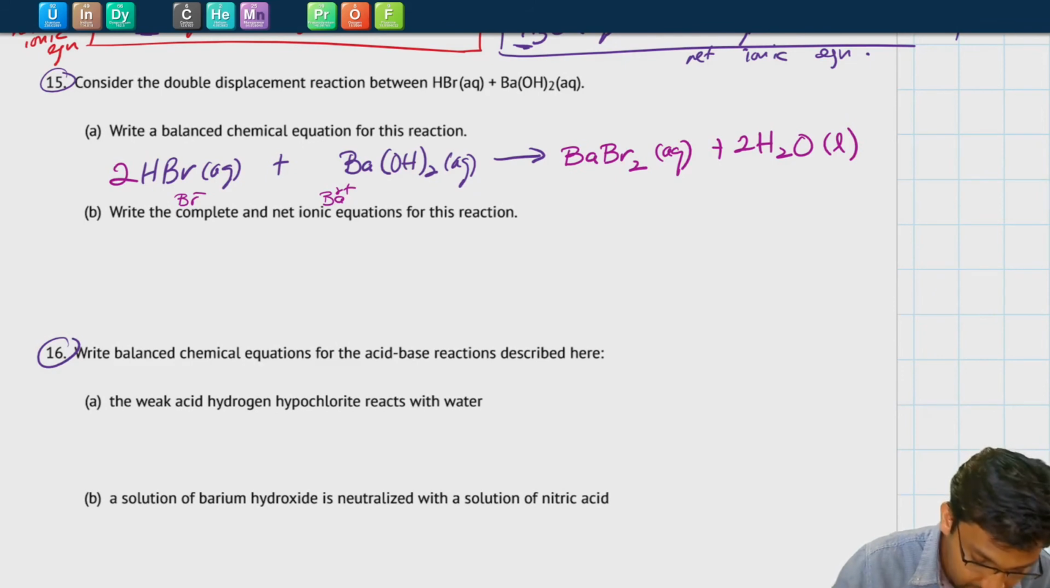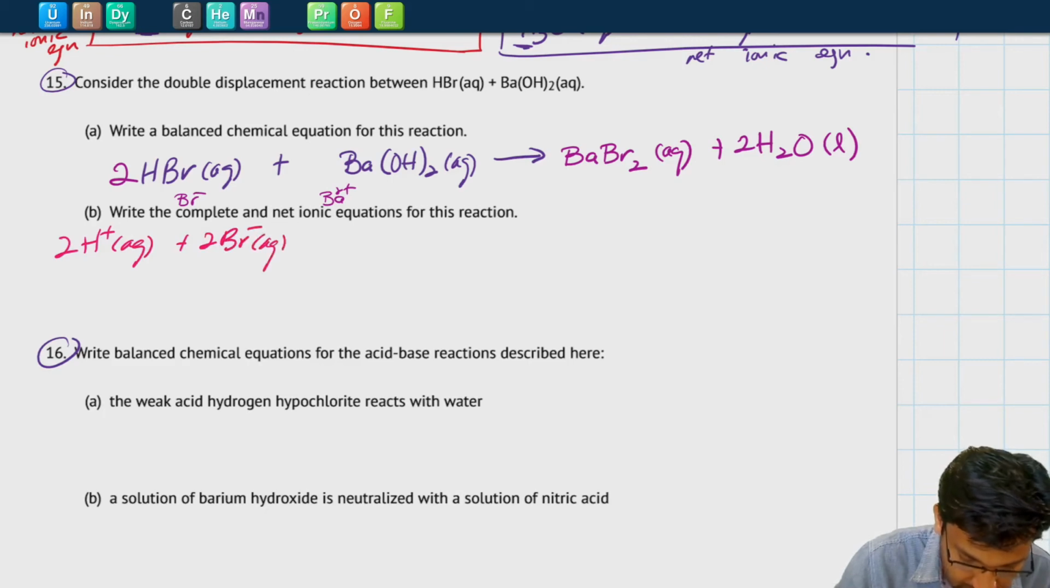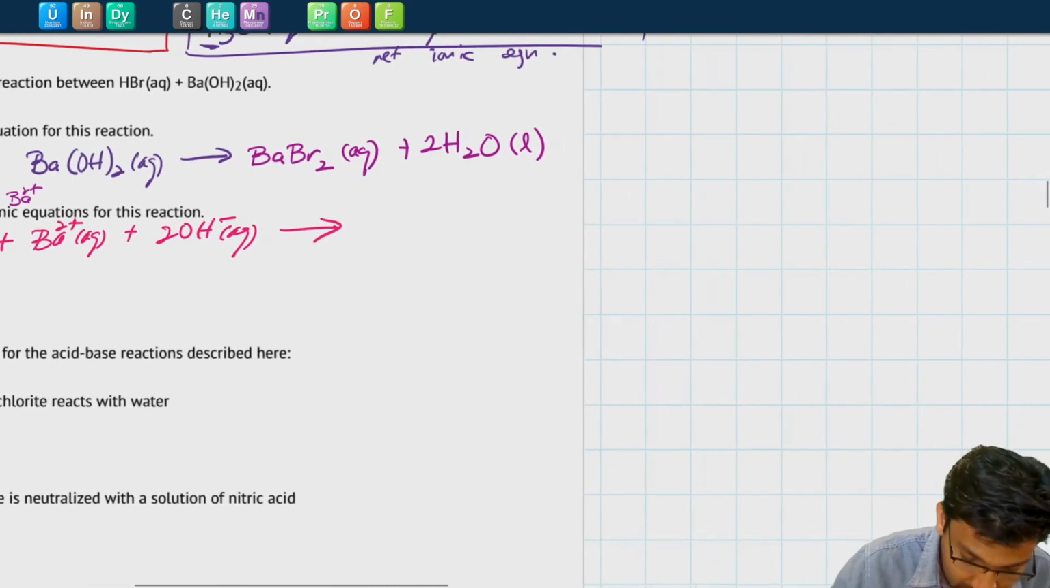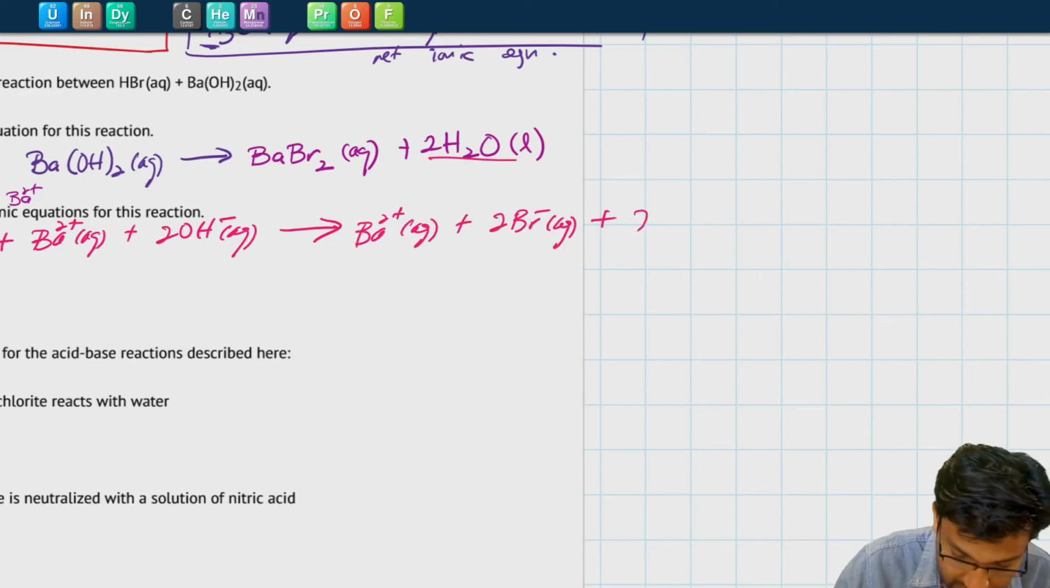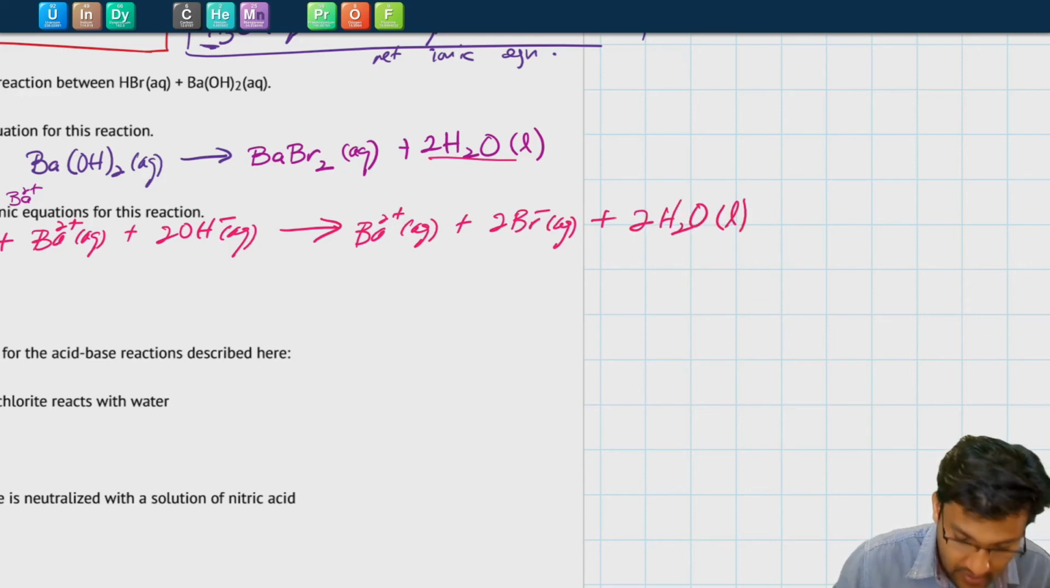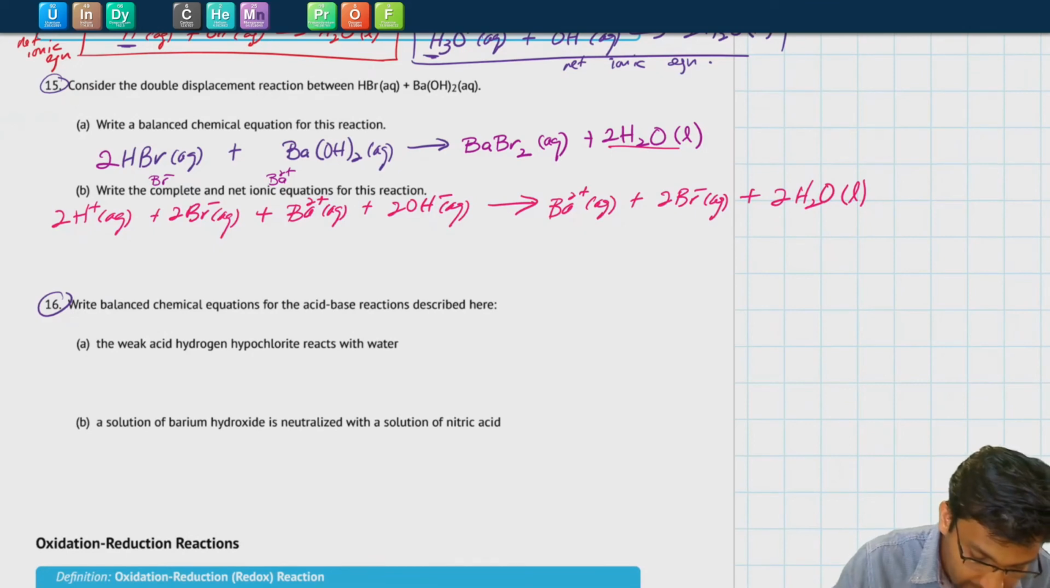Let's look at the complete ionic equation. Hydrobromic acid is aqueous, so we'll break that apart. We get 2 H+ aqueous plus 2 Br- aqueous. Barium hydroxide is aqueous, so we'll get Ba2+ aqueous plus 2 hydroxides, 2 OH- aqueous. On the right hand side, we'll get Ba2+ aqueous plus 2 Br- aqueous. And this is water, it's a liquid, so we do not break it apart, we keep it together, so we get 2 H2O.